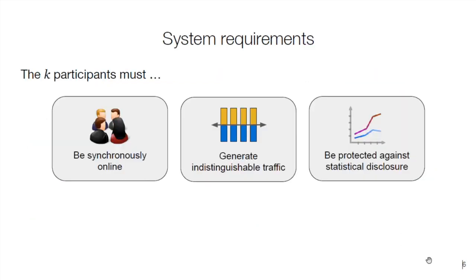So the system requirements here, contrary to message-based systems: we need to ensure that all participants are online, and also that all participants cover each other's network accesses. Secondly, we need to ensure that the traffic from all of the clients shares the same properties. Again, if we look at message-based systems, we can delay or even buffer messages. We cannot do that in these systems. And third, we also want our users to be protected against statistical disclosure. Over time, an attacker can infer which user is more likely to access a given page.